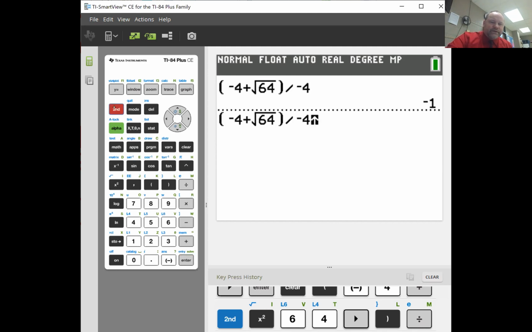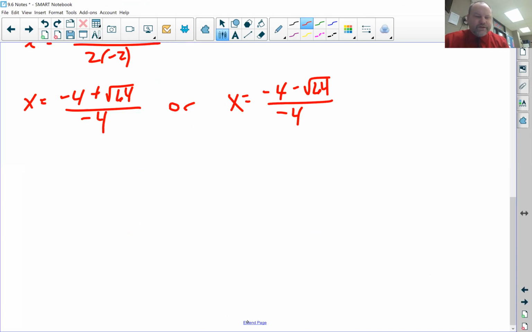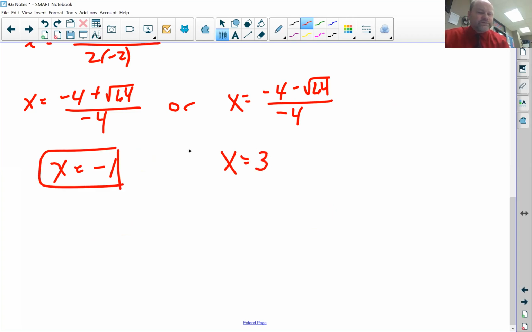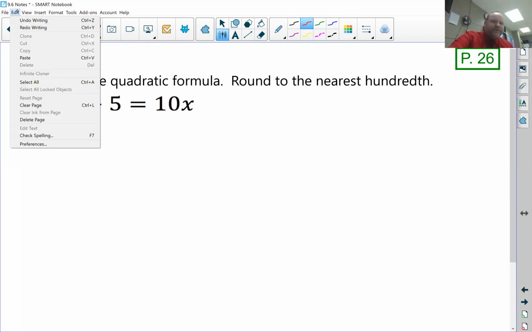And the other solution gives us an answer of 3. So more than likely, we could have done factoring, but we used the quadratic formula instead. And these are exact. We didn't have to round. X equals negative 1, X equals 3. All right, so another one for you to try, and we'll take a look at the solution in just a moment.